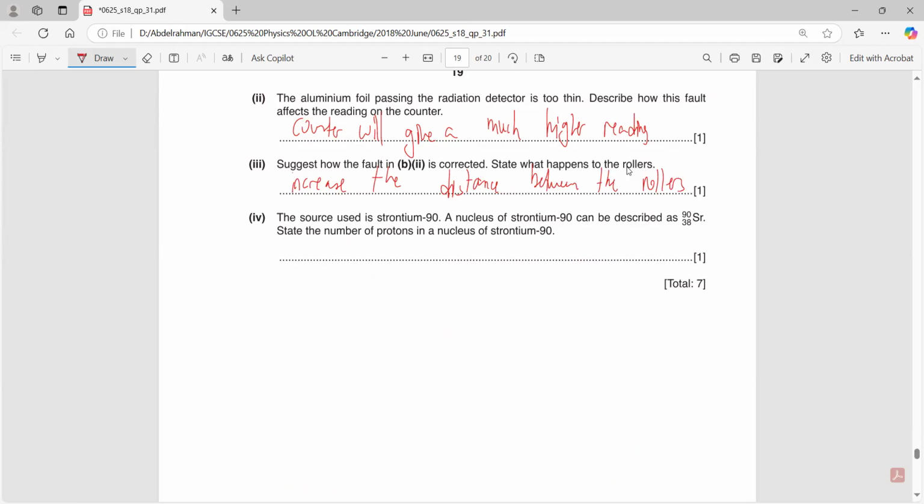The source uses strontium-90, and the nucleus of strontium can be described as strontium-90 with 38 protons, written 90/38 Sr. State the number of protons. I guess this is very easy, and I know we can all answer this question. How many protons does it have? 38 protons. Yes, bravo.